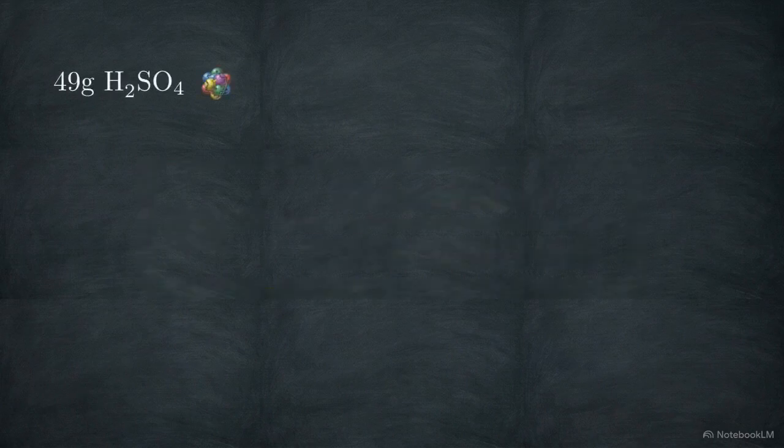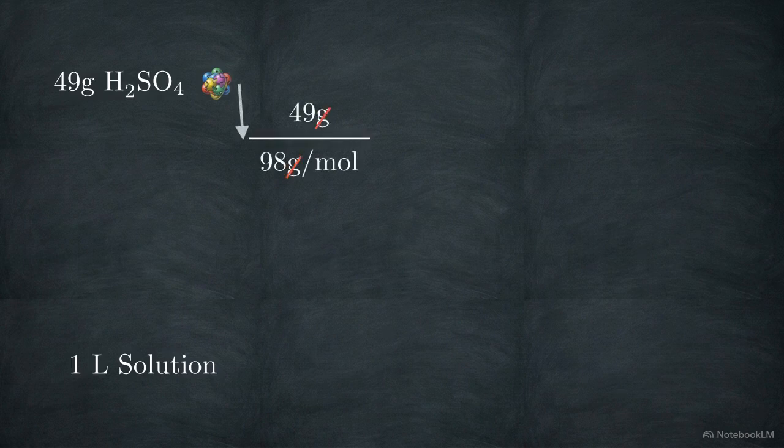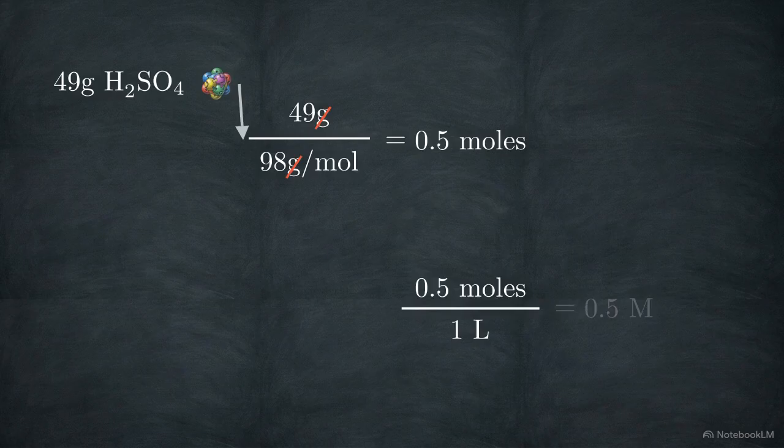For example, to find the molarity of 49 grams of sulfuric acid in a 1-liter solution, we first convert the mass to moles. Dividing 49 grams by the molecular mass of 98 gives us 0.5 moles. Dividing that by 1 liter results in a 0.5 molar solution.